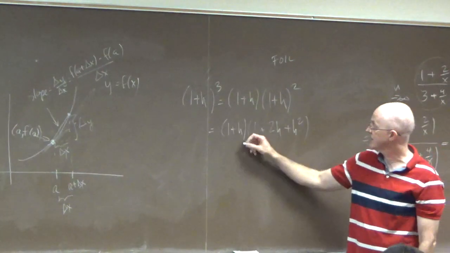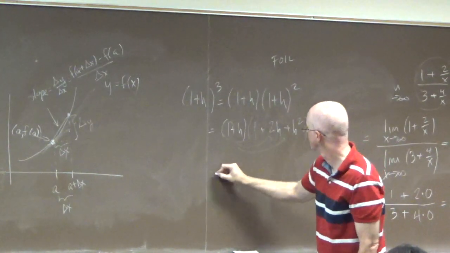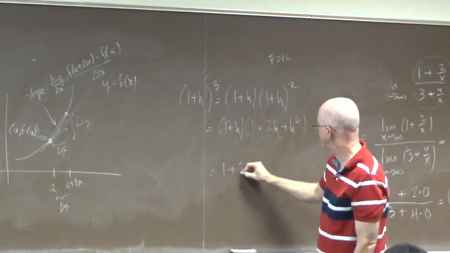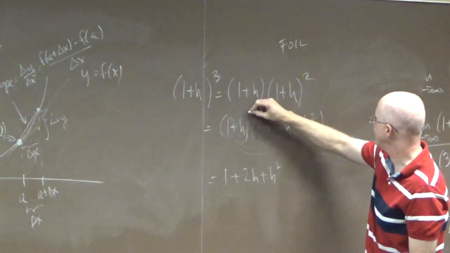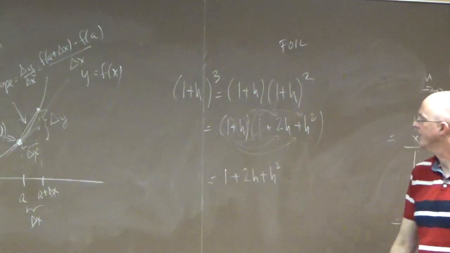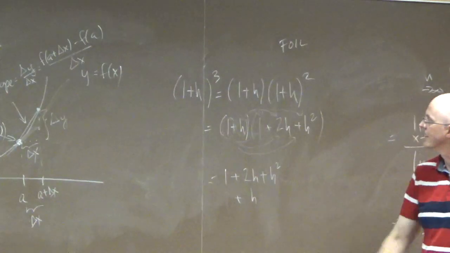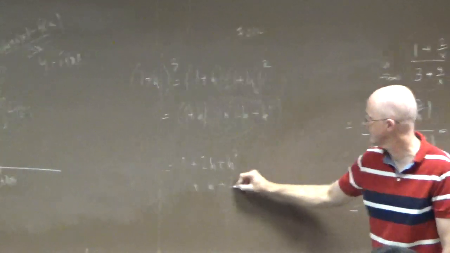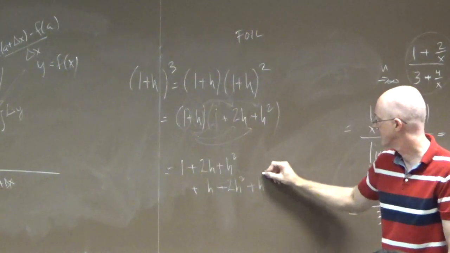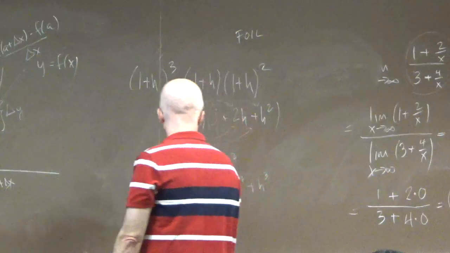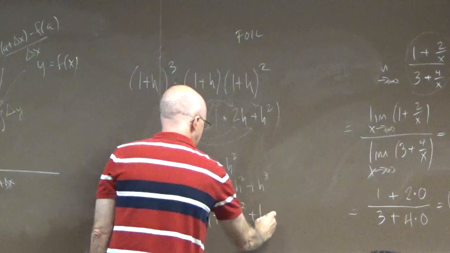Now to do this multiplication, start with the 1 over here and multiply it times every term. 1 times 1 is 1, 1 times 2h is 2h, 1 times h squared is h squared. Then go to the h and multiply it times every term. H times 1 is h, put it under the other h term. H times 2h is 2h squared. And h times h squared is h cubed. Now simplify by combining like terms: 1 plus 3h plus 3h squared plus h cubed.